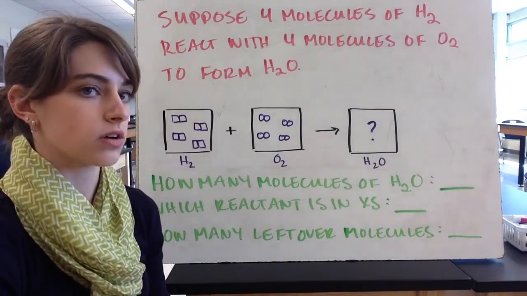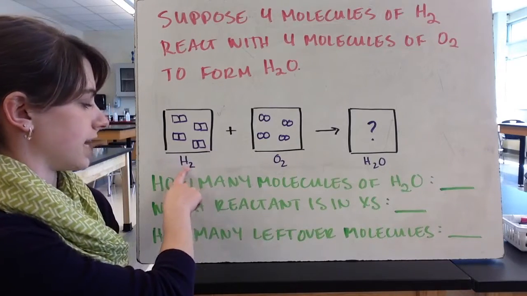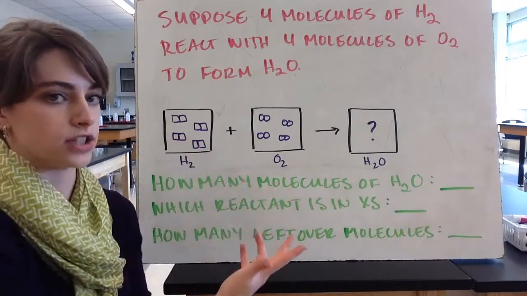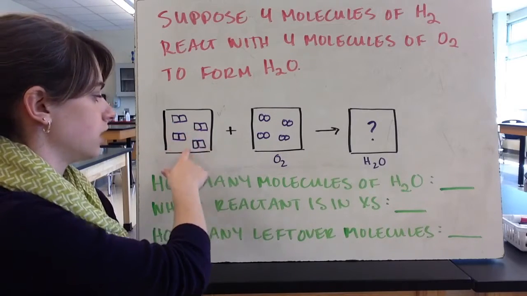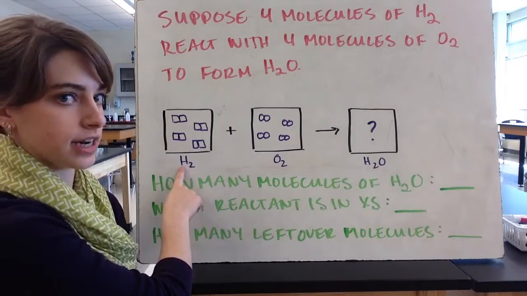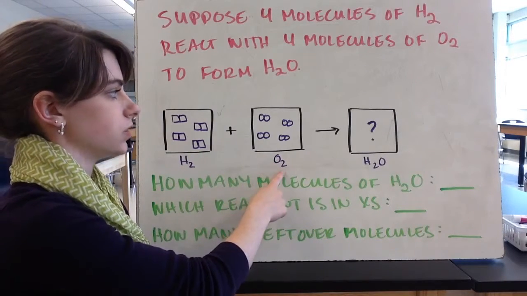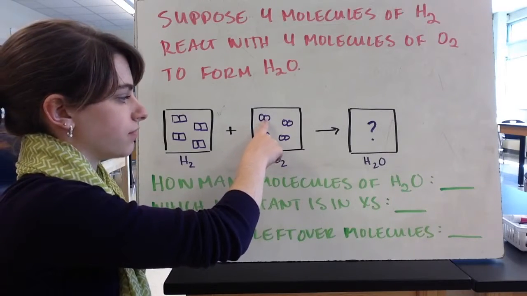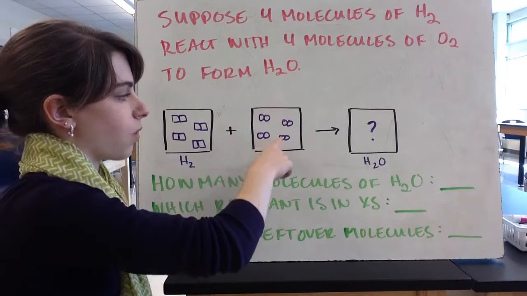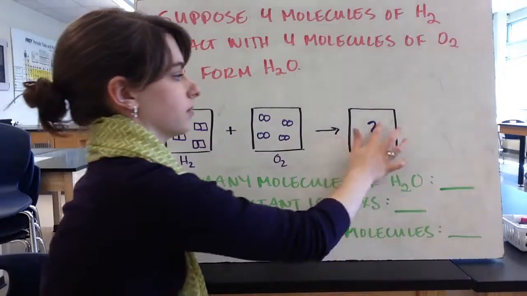So if we were to draw a particle diagram of this, we'd have our 4 hydrogen molecules, so it's H2, they come in pairs. I showed them with squares, and there are 4 of them total. So I have 8 individual hydrogen atoms. Same with oxygen, it comes in pairs, it's O2. I use circles to show oxygen, and so we have 4 pairs because we have 4 molecules of O2. Question is, how much water do we make?